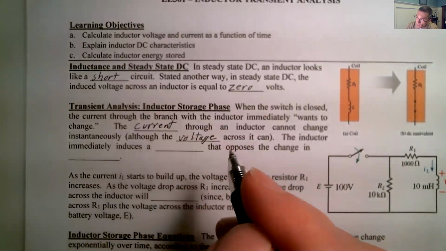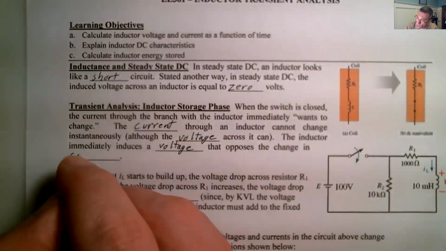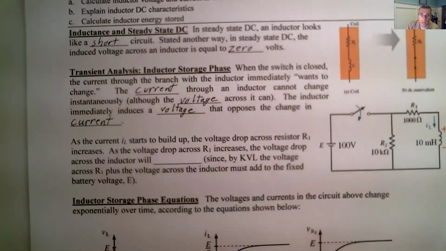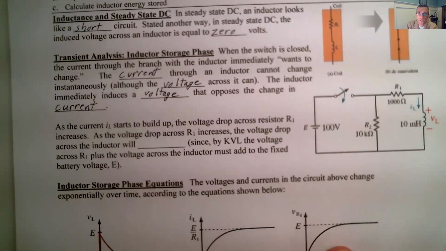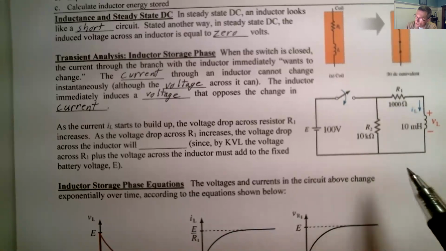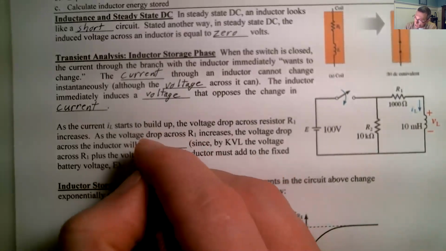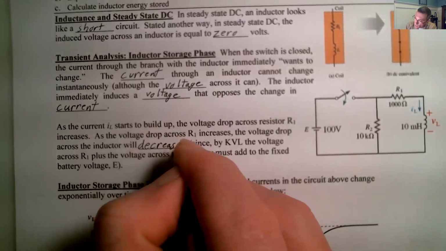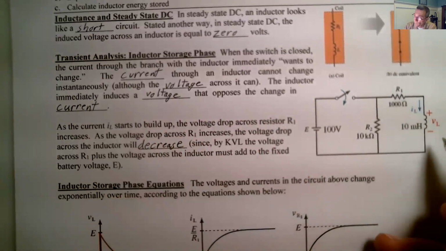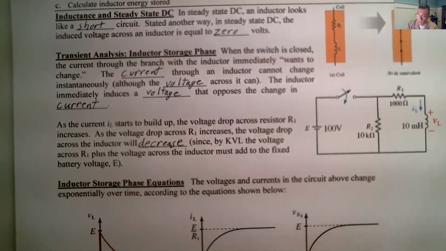So the inductor immediately induces a voltage that opposes the change in current. As the current starts to build up, the voltage drop across the resistor increases. So as the voltage drop across R1 increases, the voltage drop across the inductor will decrease. So current increases, there's going to build up a voltage across the resistor. That voltage will be compensated by a relatively similar drop in the voltage across the inductor.